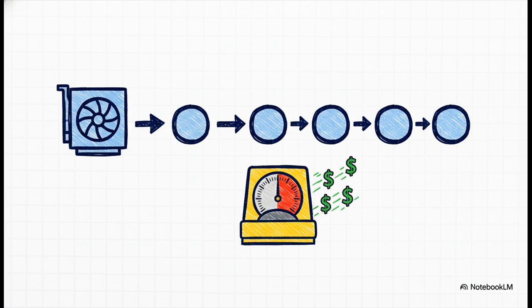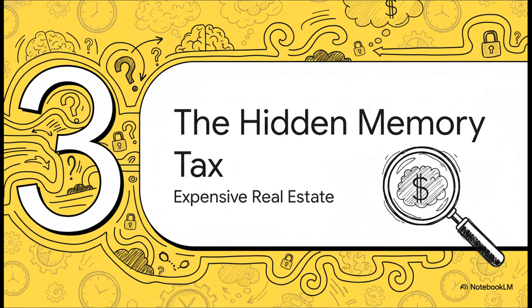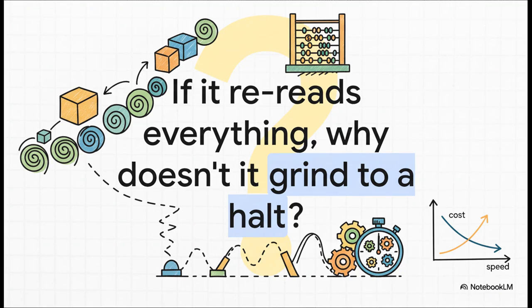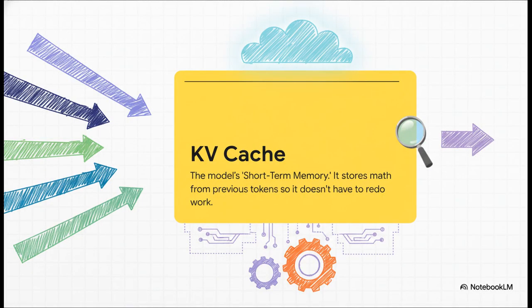But wait, there's more. You see, there's another hidden cost lurking in this whole process, something you can think of as the memory tax. This is the logical next question, right? You're probably thinking if generating the 1,000th word means reprocessing the prompt and the previous 999 words, shouldn't it just get impossibly slow and way more expensive with every token? And you'd be right, it would, except for a really clever trick called the KV cache. Just think of it as the model's short-term memory. It stores the complex math from all the previous tokens, so it doesn't have to recalculate everything from scratch every single time. It is a huge performance booster.